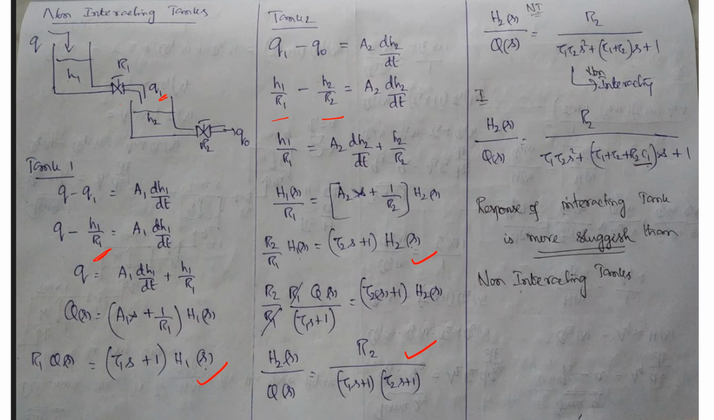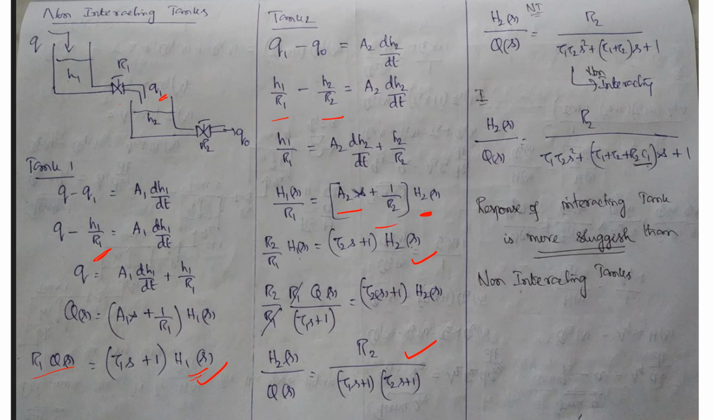H1 of S by R1 because we need one complete equation. So solve this. So here you have A2 and R2 and H2 of S, and then R2 by H1 of S equal to this one, and then we can substitute this equation here. Okay, so from this H1 of S, because we don't need H1 of S, so you have to replace. So H1 of S can be given as R1 by tau 1 of S. So substitute that here, then you will get R2 by this.